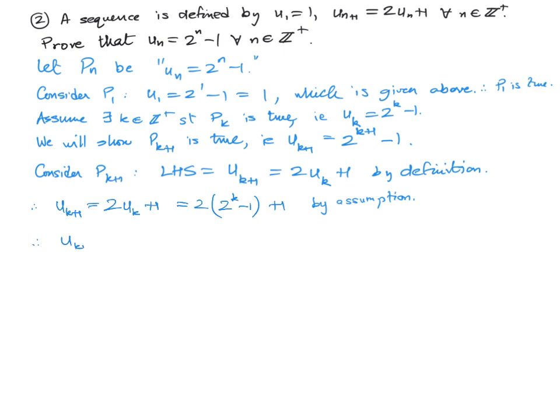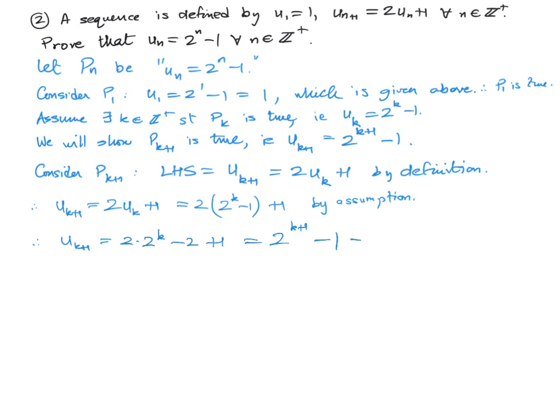So u sub k plus 1 is going to equal, well, I distribute the 2, and then I add 1. So 2 times 2 to the k minus 2 plus 1. And of course, 2 times 2 to the k turns into 2 to the k plus 1. And then the minus 2 plus 1 turns into minus 1.